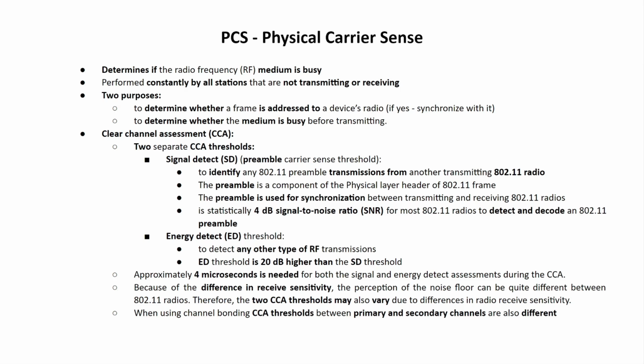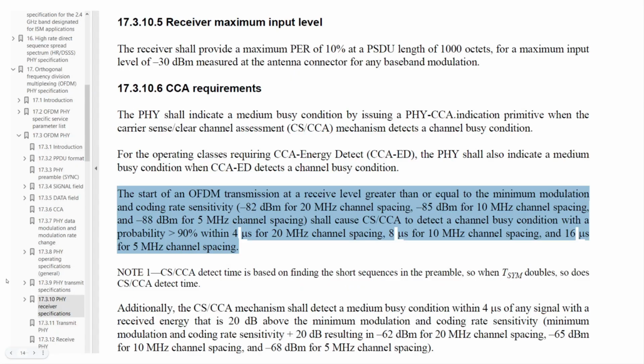The CCA assessment takes about 4 microseconds. Pretty small, but not the smallest value we can meet in Wi-Fi standards. The values of these thresholds will vary on each specific device and are determined by the manufacturers. And the thresholds will differ for different types of modulation. And also when using aggregated channels, these thresholds will be different for primary and secondary channels. The main 802.11 standard says that for OFDM, the signal will be recognized with 90% probability at an RSSI of negative 82 decibels, which means this is the SD threshold.